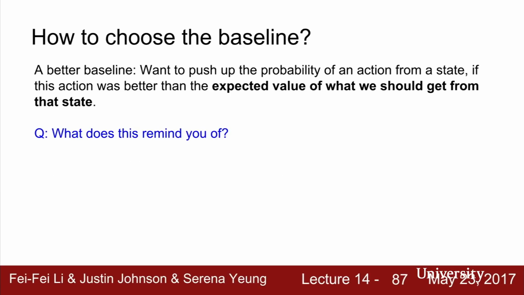Now let's talk about how we can think about this idea of baseline and potentially choose better baselines. Right, so if we're going to think about what's a better baseline that we can choose, what we want to do is push up the probability of an action from a state if the action was better than the expected value of what we should get from this state. So thinking about the value of what we're going to expect from a state, what does this remind you of? Does this remind you of anything that we talked about earlier in this lecture?